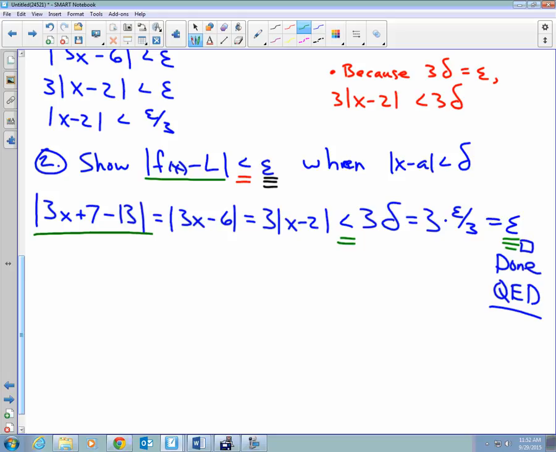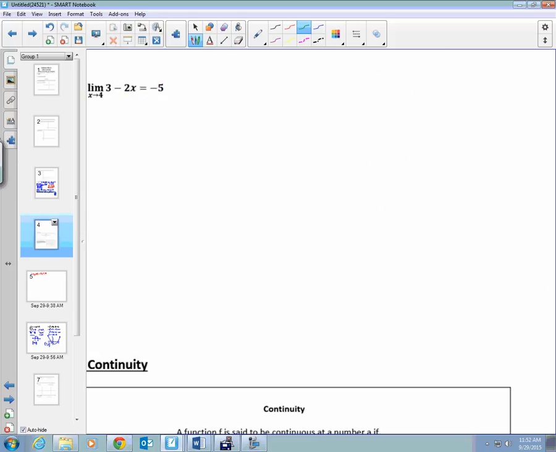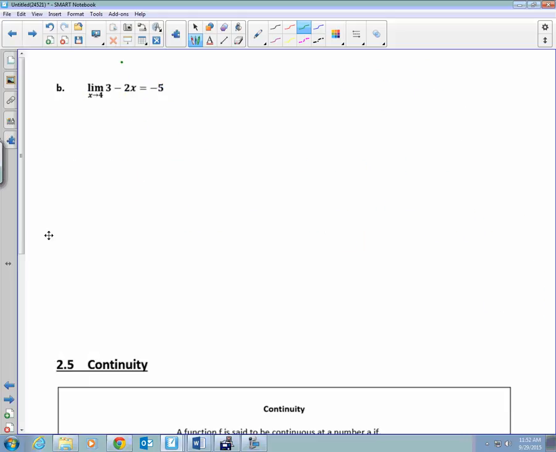Okay. All right. Now that you've practiced one, let's do one together. It'll mean even more to you now. Limit as x goes to 4 of 3 minus 2x is equal to negative 5. Again, we use the absolute value of f of x minus L is less than epsilon when absolute value of x minus a is less than delta. And now you're starting to remember this better because we're practicing it over and over, correct?